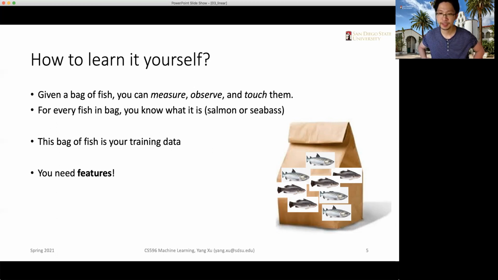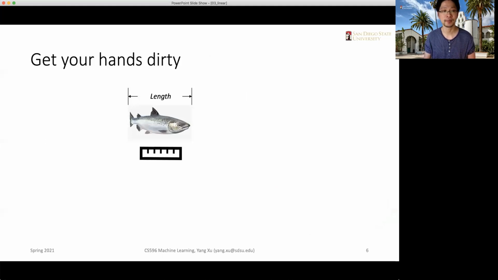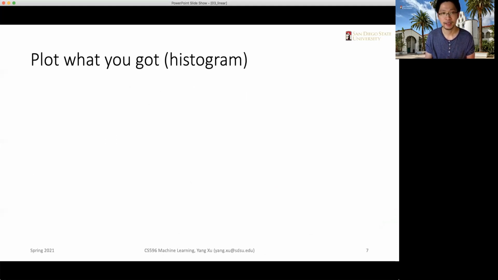Given data is not enough, you need to gather structured information from those raw data, which are the features we will define. Say you have a fish at hand, you can use a ruler to measure it so that you get the feature called length. That one feature seems very simple, a naive feature, but given that data at hand, you can already do a lot of interesting stuff. Say you can plot the length, like plot the histogram.